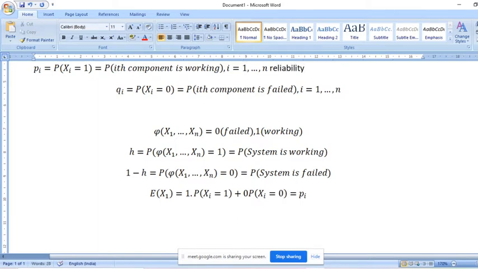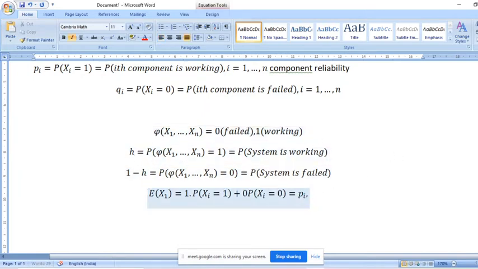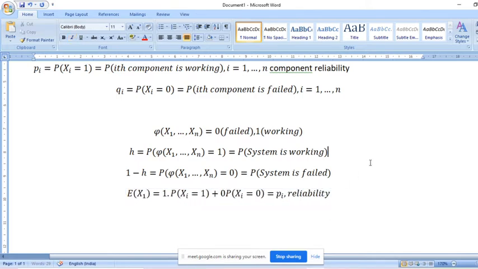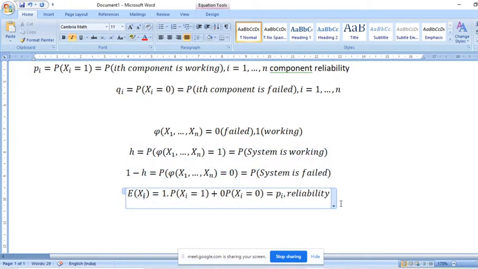What is reliability? Reliability is the probability that the ith component is working, for the component reliability. Reliability means വിശ്വാസ്യത എന്ന് പറയും മലയാളത്തിൽ. The probability that the ith component is working, so that is component reliability. That is what the expectation of xi is. Okay, the ith component reliability.